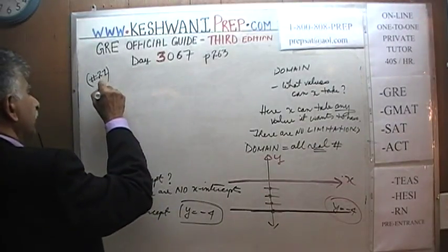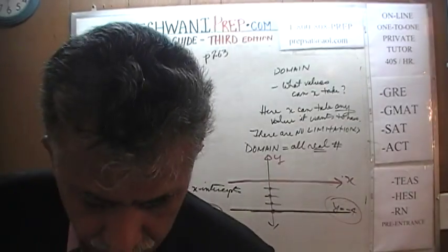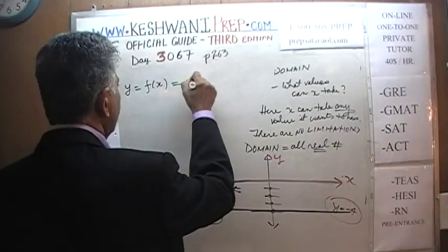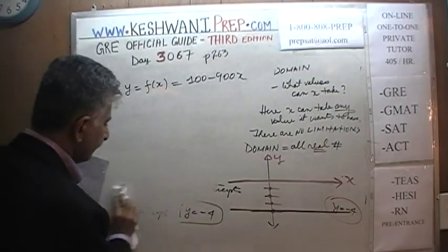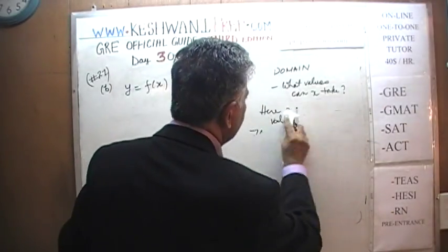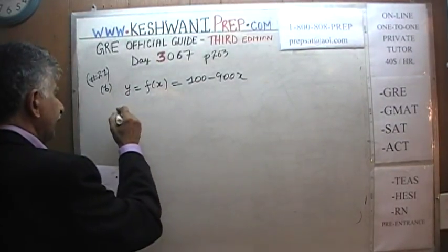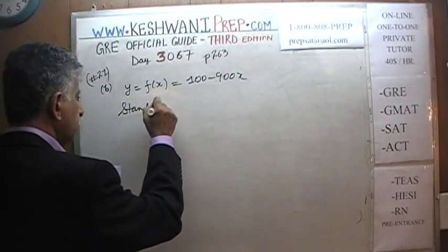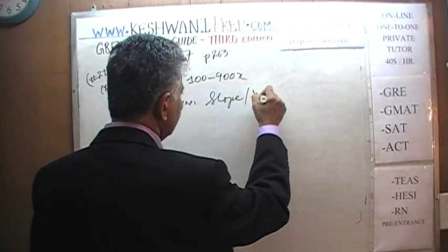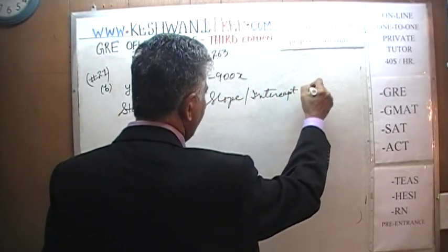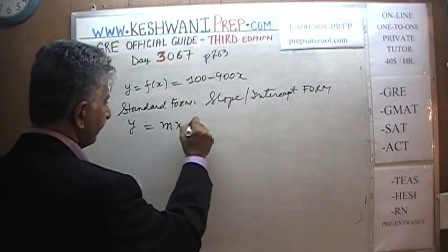In part B, we have a function that looks something like this. We are told f(x) equals 100 minus 900x. Let's rewrite it in the standard form. The standard form here would be the slope-intercept form, which looks like this: y is equal to mx plus b.